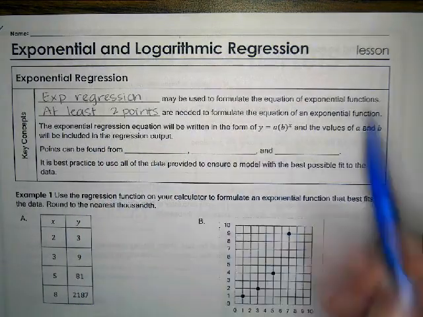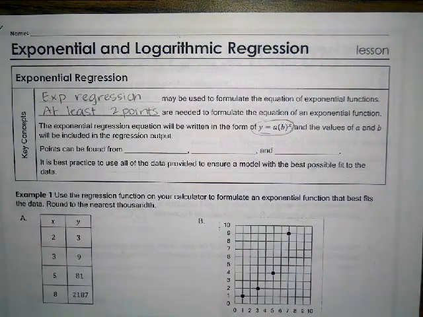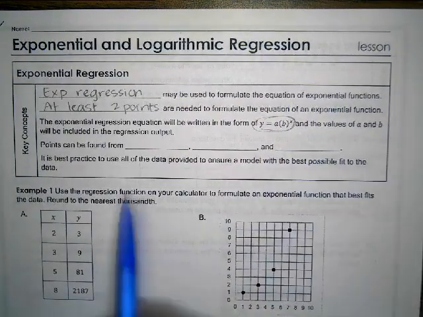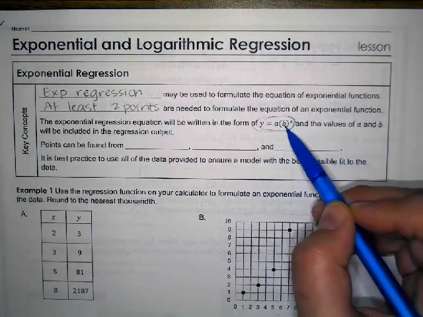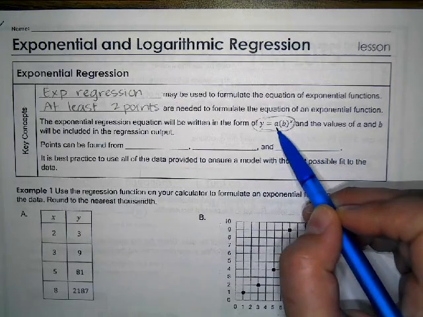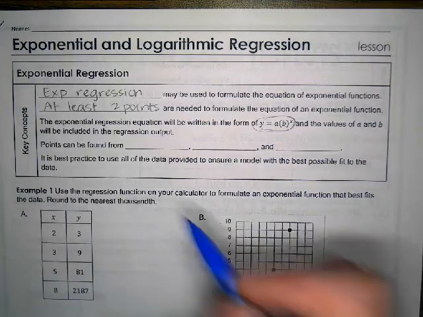Exponential regression equations are written this way so that they look like exponential equations. And the values of a and b will be included in the regression output. So b is the base, and a is that vertical stretch factor.